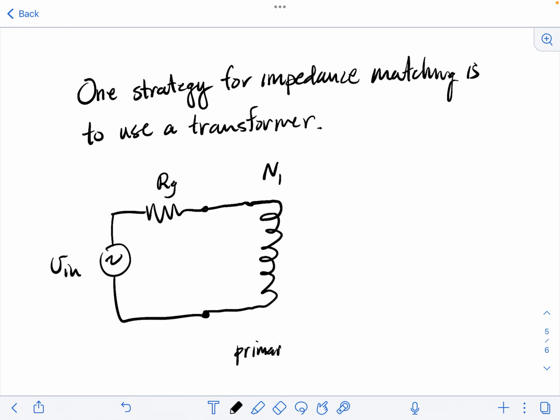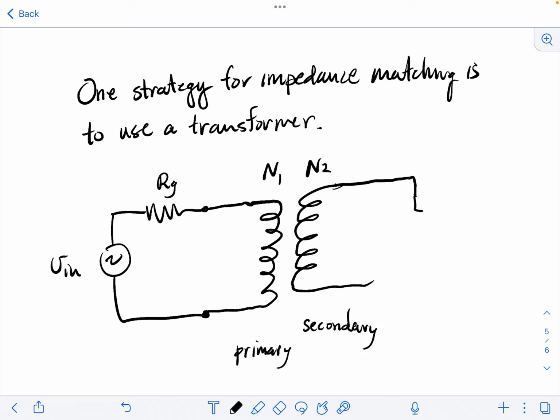And then there's a second set of windings, and it has maybe N2 turns, and that's known as the secondary. And then what we're going to do is connect our load resistance RL to the secondary. And so maybe this is a case where RL cannot be made directly equal to RG. So the question is, what should the ratio of turns N1 over N2, for example, be in order to achieve the desired impedance match? So I'm going to label a few things here.